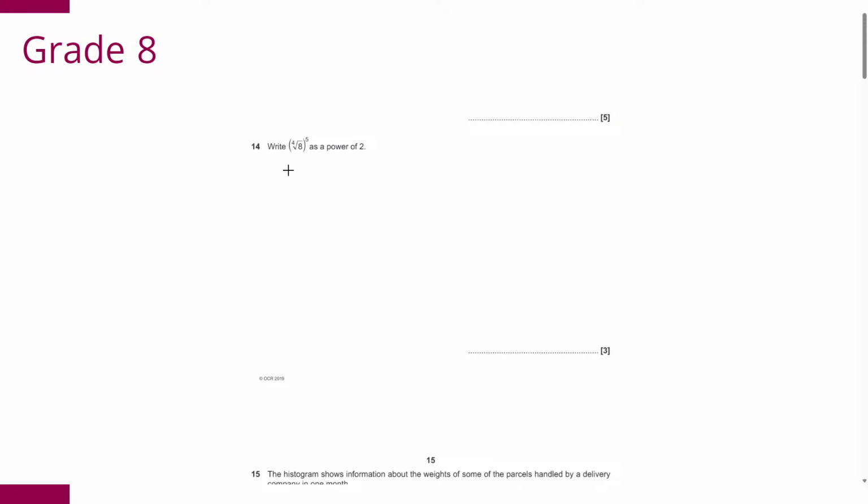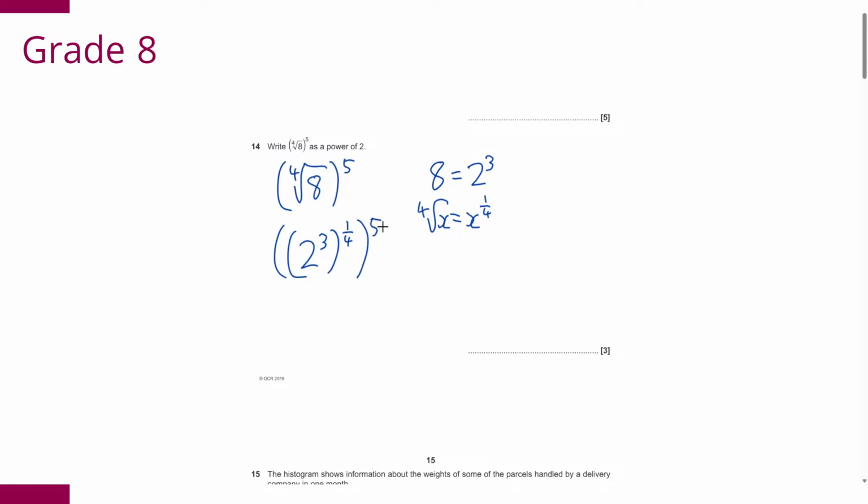Okay, it says write the fourth root of 8 brackets to the power of 5 as a power of 2. Wow, there's a lot of stuff going on here. So 8 is obviously 2 cubed, right? To the power of 4, to the fourth root is obviously 1 over 4, right? So let's rewrite the 8 as 2 cubed. And then that's going to be that to the power of a quarter, and then 5.